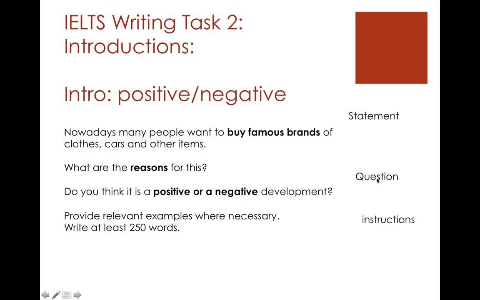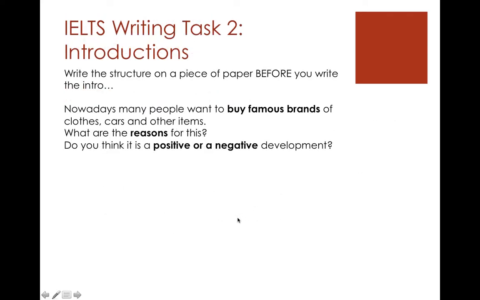So we have our statement, question, instructions. Question is, nowadays many people want to buy famous brands of clothes, cars, and other items. What are the reasons for this? Do you think it's positive or negative? So you can pause the video and make some notes for yourself. How would you organize this? What is your idea? All right, let's take a look.